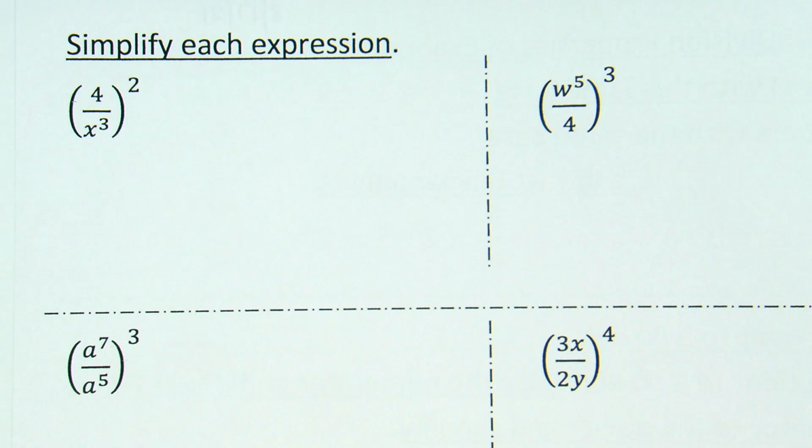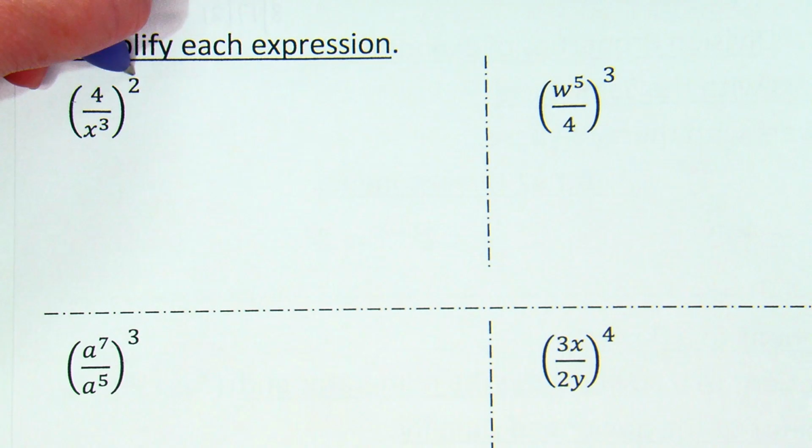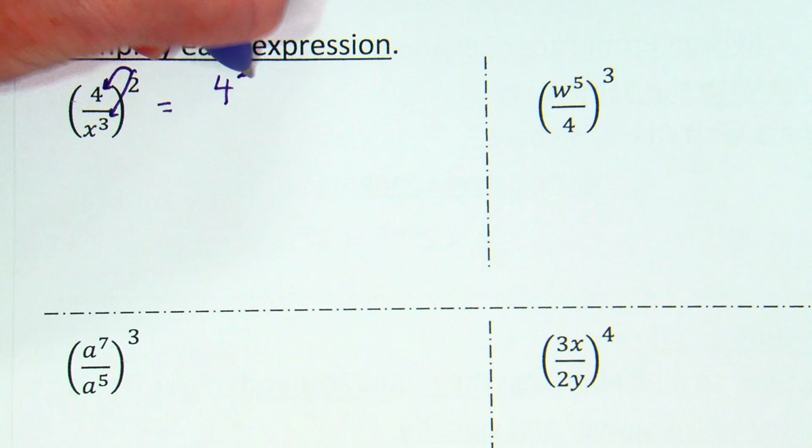No. This 2 that is outside the parenthesis goes with the 4, and goes with x to the 3rd. So with the 4, this just becomes 4 to the 2nd. With the x, it's x to the 3rd raised to the 2nd. Do you remember from yesterday, how do we do a power raised to a power?